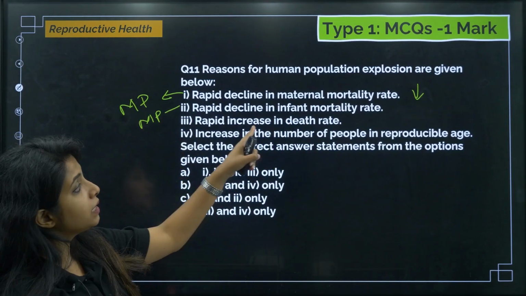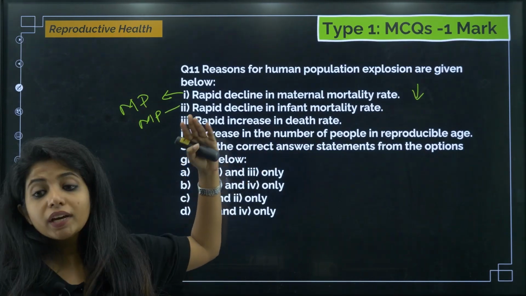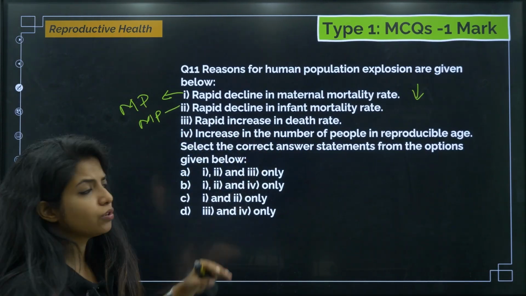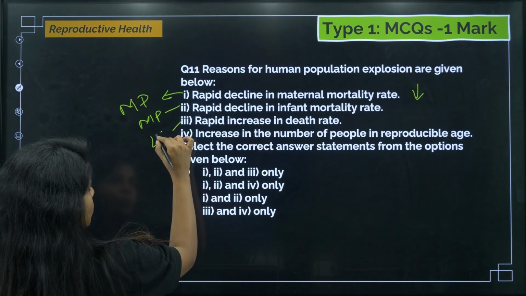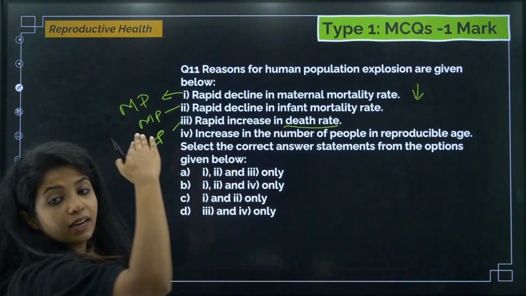Now, rapid increase in death rate. If people are dying more, if the mortality rate is going high, will it cause population explosion? No. So this is less population. It is increasing the death rate. People are dying. So obviously there will be less population.